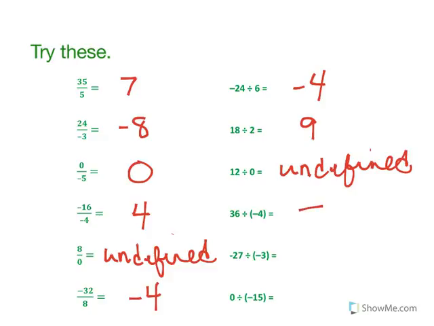This is going to be a -9, this is going to be a +9, and this is going to be 0 cookies divided by, well, can't have -15 people, but at any rate, when you divide a number into 0, you get 0. How'd you do?